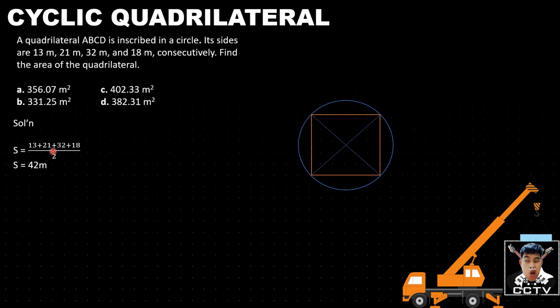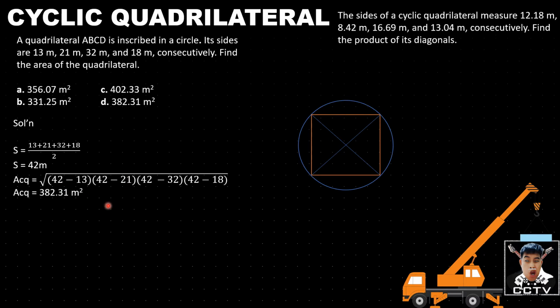First, kunin natin yung semi-perimeter, which is ito nga. Half lang ng perimeter ng quadrilateral, which is 42 meter ang resulting. And ito nga, yung Brahmagupta's formula, substitute mo lang dito, and you'll get the area of the cyclic quadrilateral.